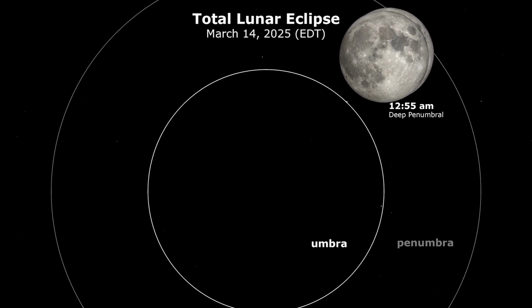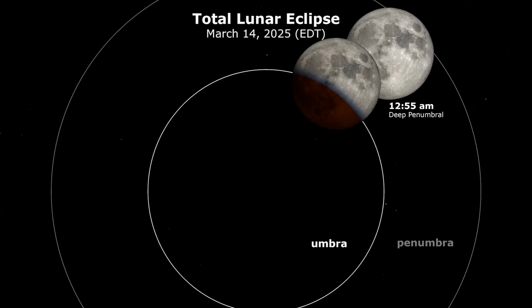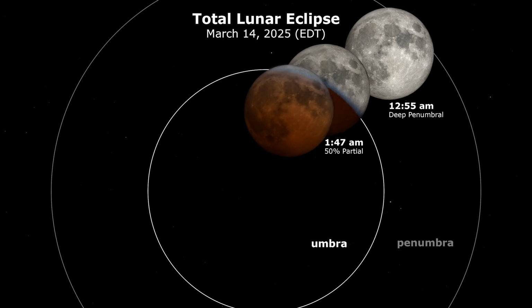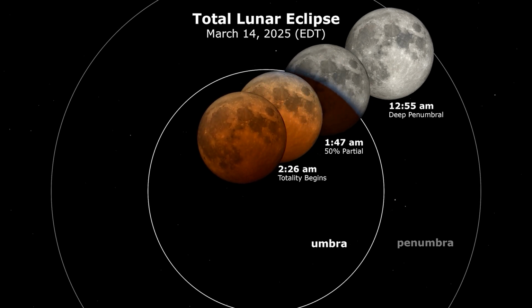I am probably going to set an alarm clock, because it's happening so late. The partial phases will start happening a little bit after 1 a.m. on the East Coast. But the total lunar eclipse isn't until a little before 2:30 in the morning, and I'm normally asleep at that time.